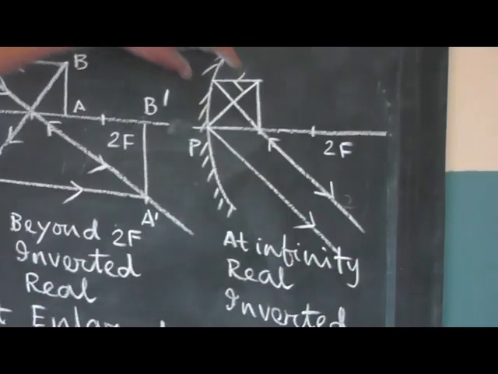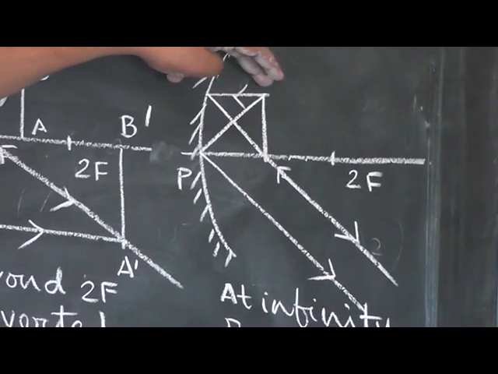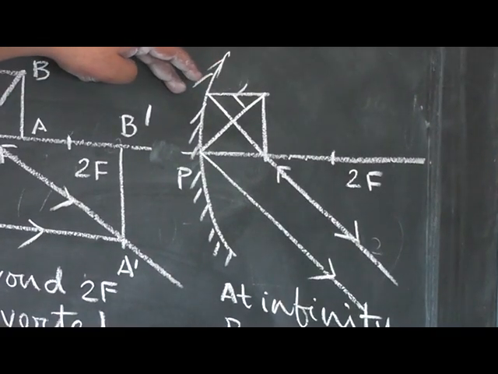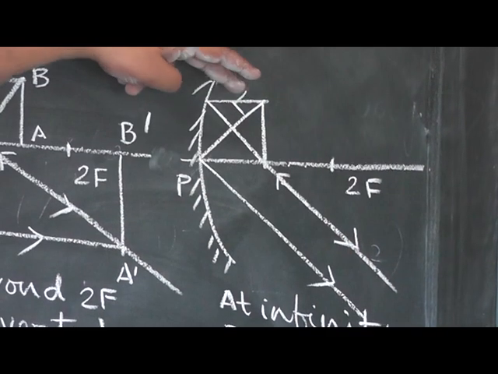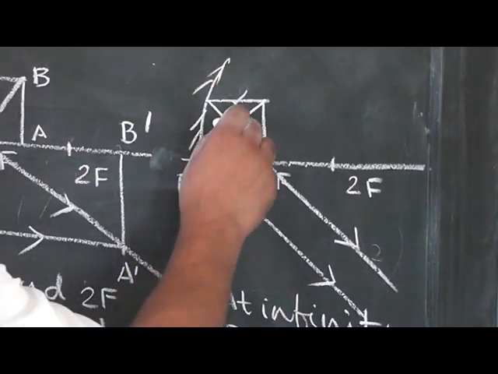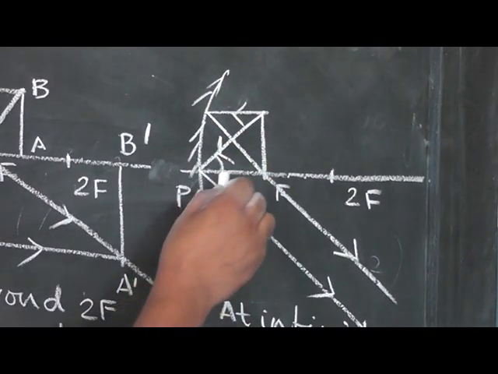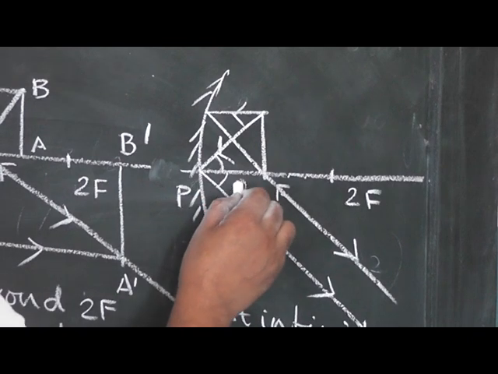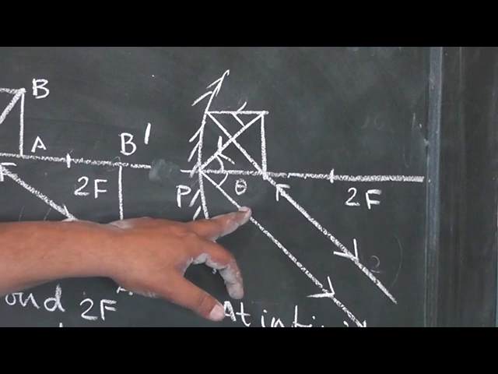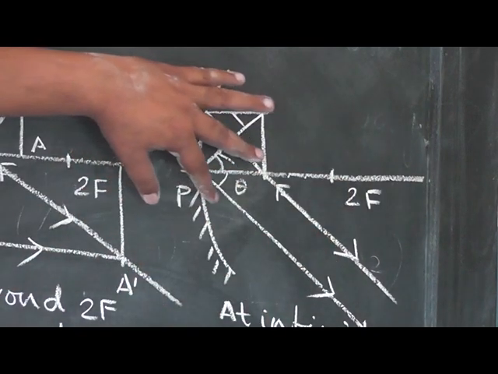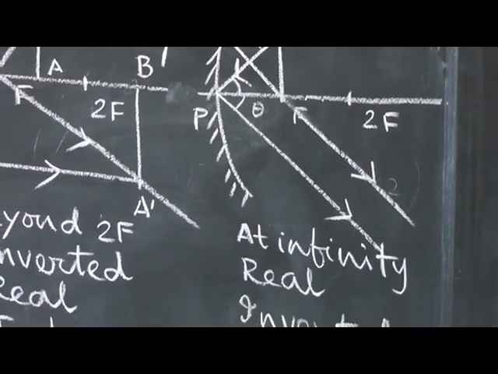Now, when the object is placed at F, again we have taken one ray that is parallel to the principal axis. After its reflection, it is moving through the focus. Another ray I have taken makes some angle theta with the principal axis. Then you know that the reflected ray will also make an angle theta with the principal axis. Angle of incidence is equal to angle of reflection, and this is the normal. So we see that these two rays are parallel after the reflection from the mirror.